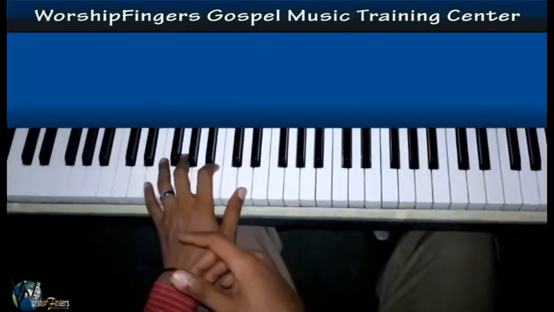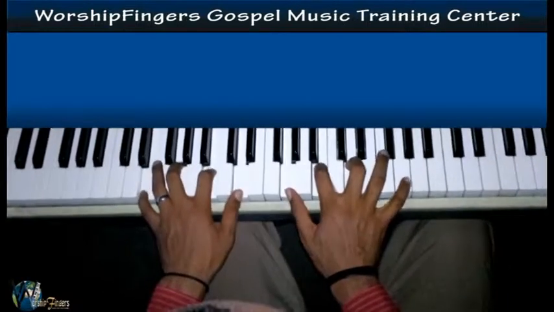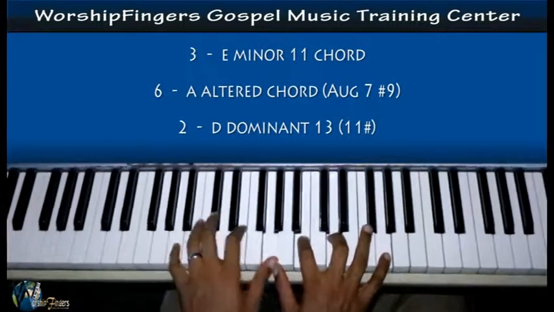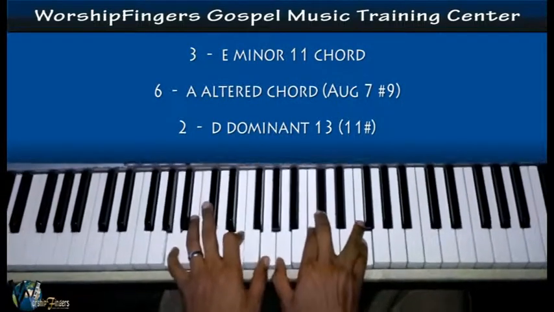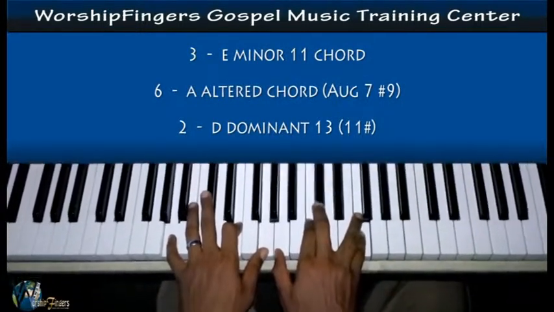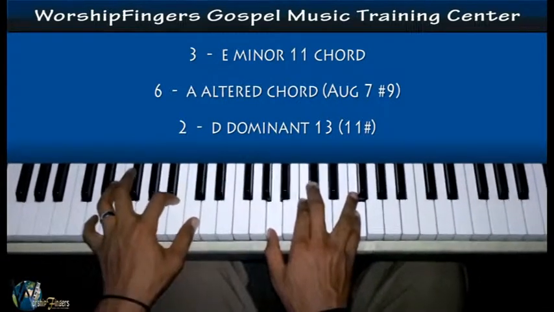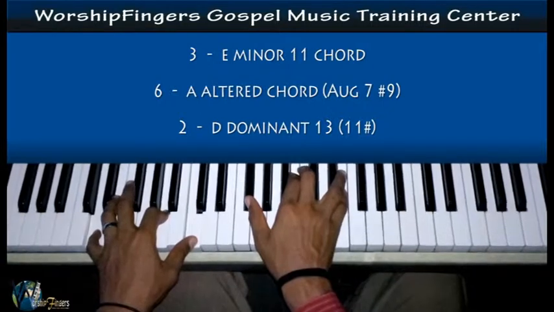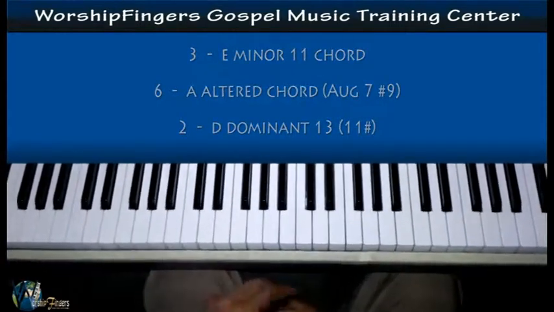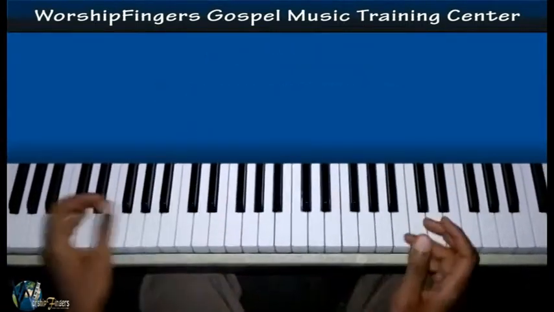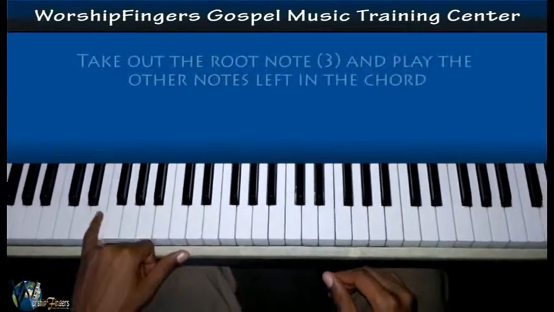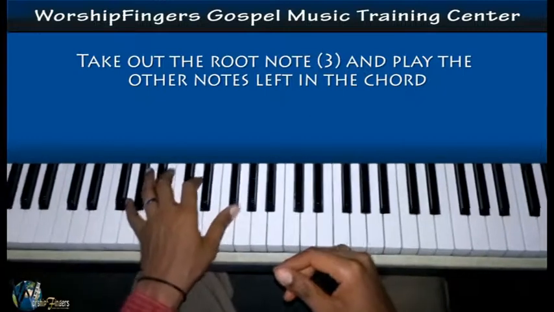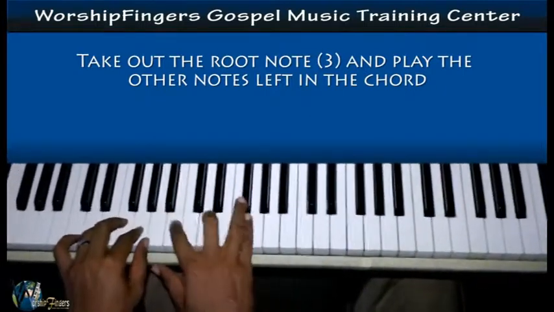So basically the 3 will be a minor, the 6 will now be an altered chord, then the 2 will still be a dominant chord. Now the advanced way of playing that is usually we take out the root of that chord, which is the 3, and leave it for the bass man, and play the remaining notes of that minor chord.